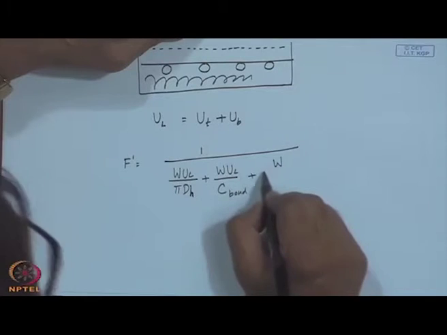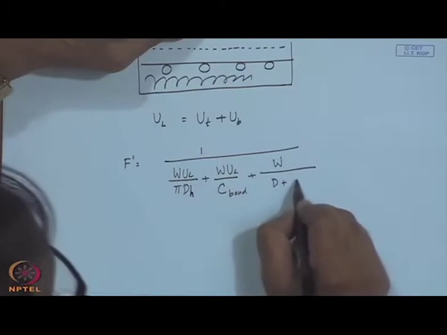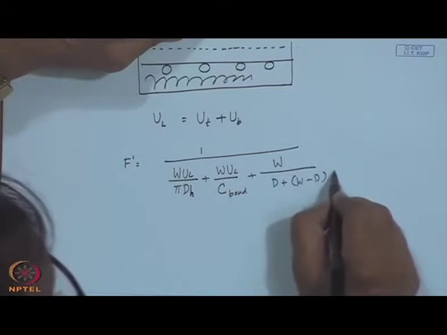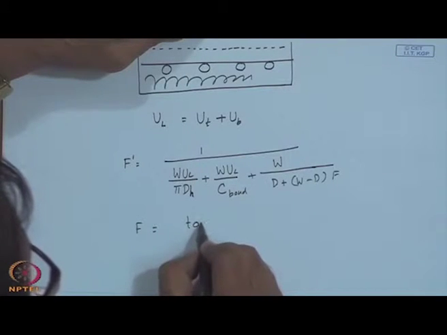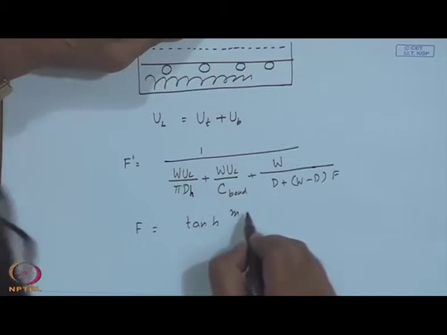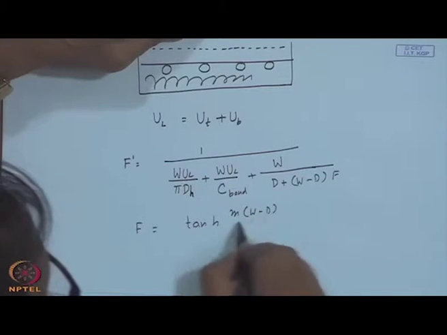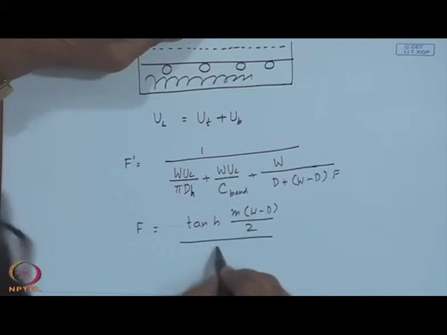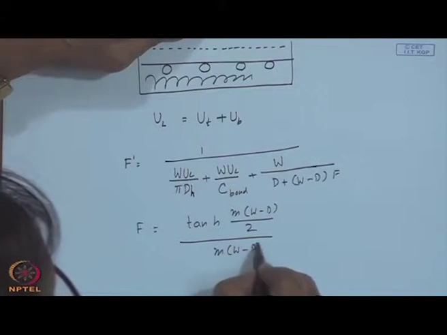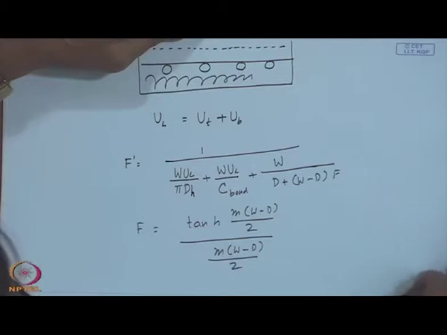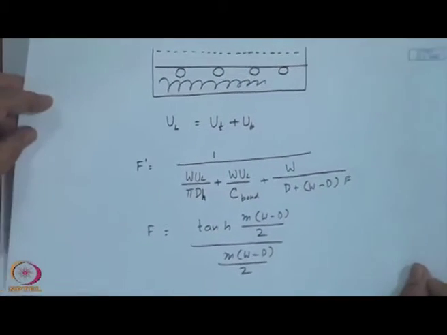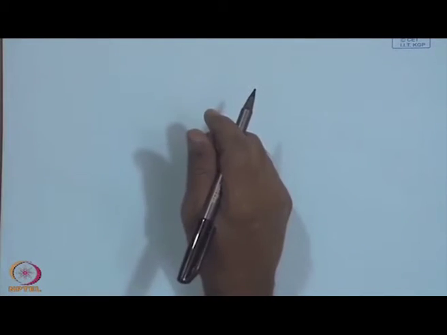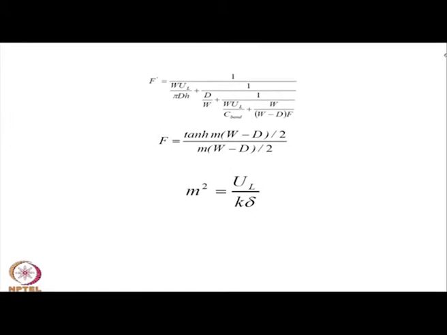plus W upon d plus (W minus d) times F, where F is the fin efficiency given by tanh[m(W minus d)/2] upon m(W minus d)/2. This should be very familiar. It is nothing but the fin efficiency expression that we do in undergraduate classes as tanh(mL) upon mL, and we dealt with this arrangement in detail.